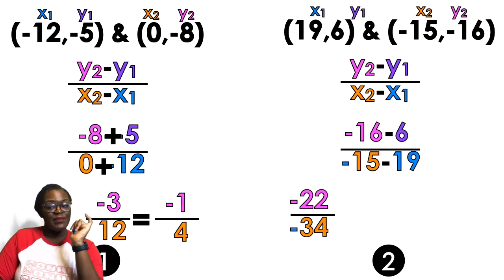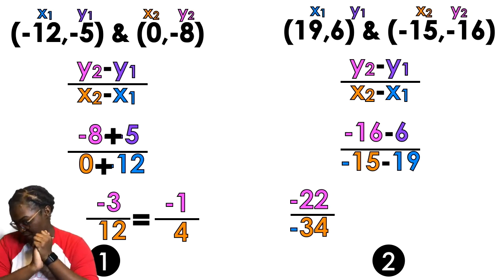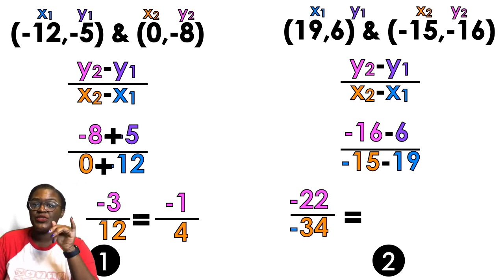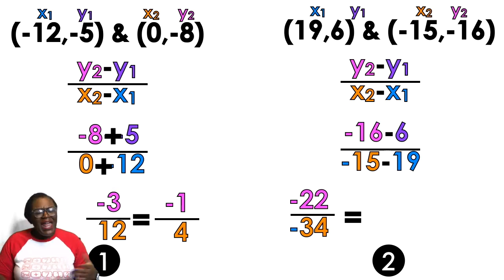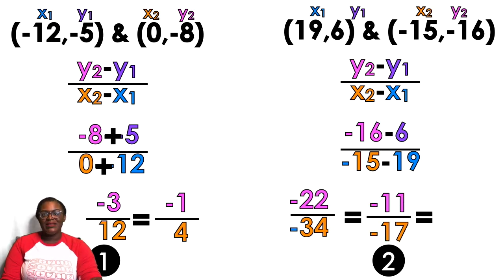And so I have to ask myself, what number goes into 22 and what number goes into negative 34? That would be simplifying by 2. So I'm gonna simplify the fraction by 2. I'm gonna get negative 11 over negative 17, but look at those two negatives. What should I do with those two negatives? I should definitely simplify them because negative over negative actually is a positive. So my final answer is positive 11 over positive 17. You don't want to leave the negatives on your answer.